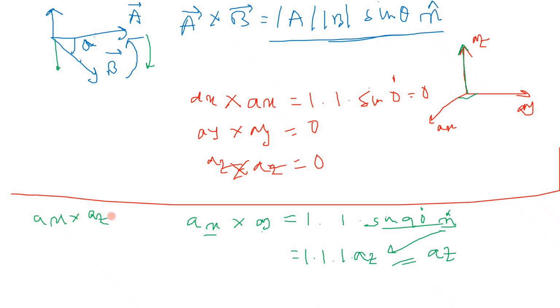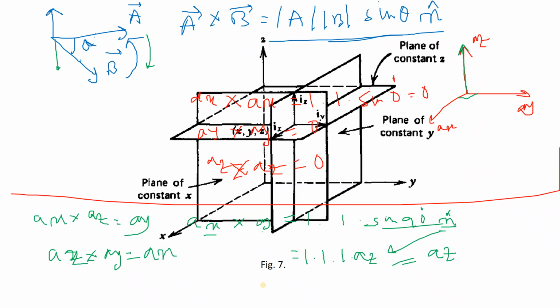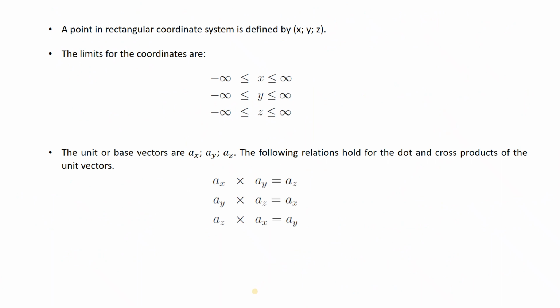That means if you take the cross product of any two unit vectors, you will get the third vector. So this is the concept of cross product in the Cartesian coordinate system. The cross product of any two different unit vectors will give you the third vector, and the dot product of any two different unit vectors will be 0. And one more thing, if you take the cross product of a vector with itself, you will get 0, and the dot product with itself will give 1.